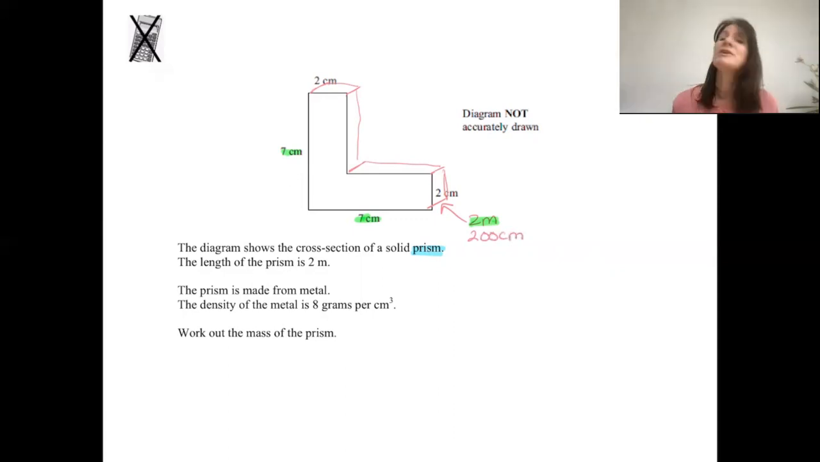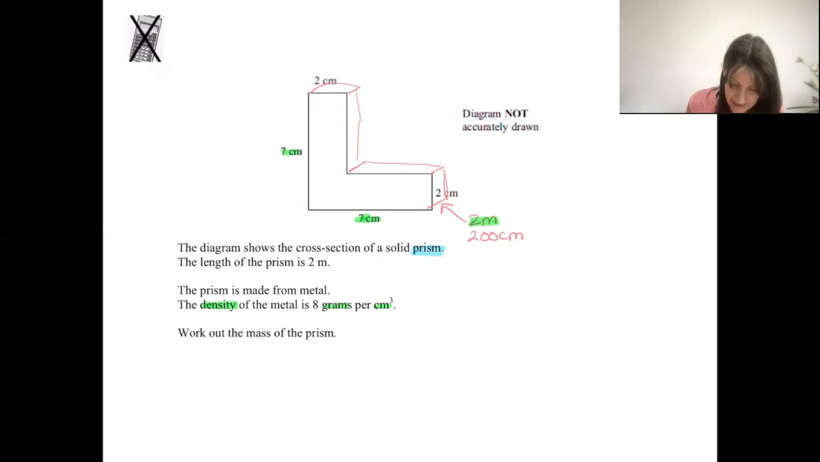I don't even know what the question is yet. I'm just starting to build a picture of the picture they're giving me. So they've told me it's a prism. I've made it look like one. They've told me the length is 2 meters. I've sorted that out. If I keep reading, it says the prism is made from metal and the density, okay, I've hit another key word, density. The density of the metal is 8 grams per centimeters cubed. So that's good that I'm in centimeters, because that section is as well.